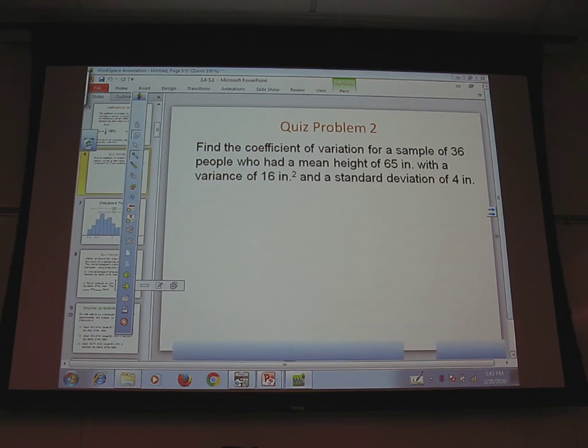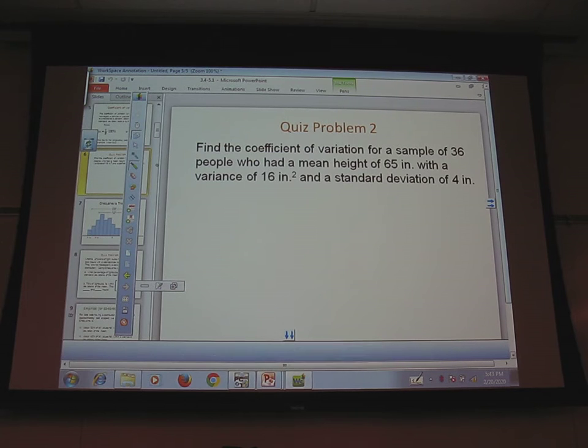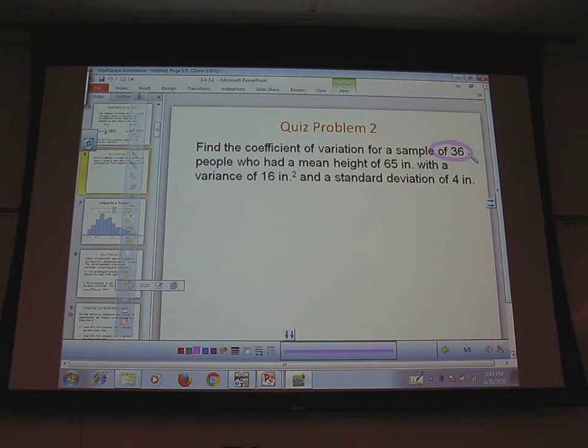So again, sample of 36. What's 36 stand for, guys? Sample size, that's my N. What's 65 inches? It's my mean, my X bar. And then what's 16? That's my variance, which I don't necessarily need. That's my S squared. And then my 4 inches is my S, my standard deviation.